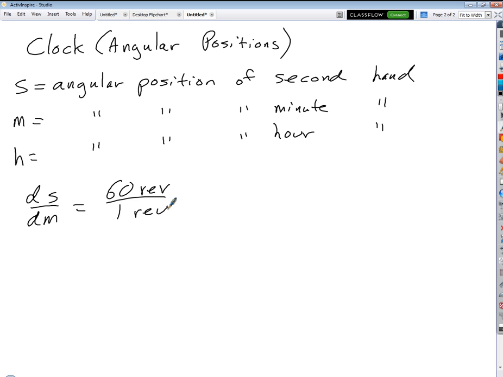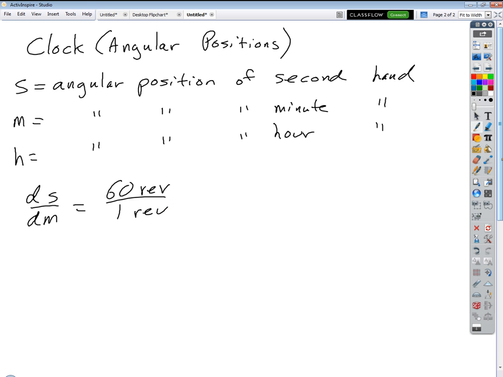Now, extending that logic a little bit more, what is dm/dh? Let's figure that one out. Now we're thinking about a regular old analog clock. It would be 12. Why would it be 12? Because it goes around 12.